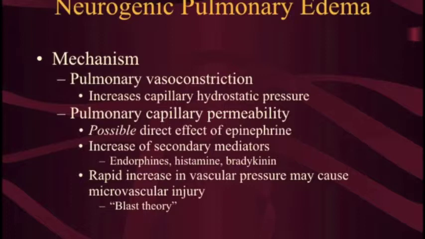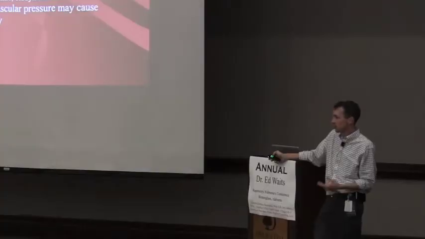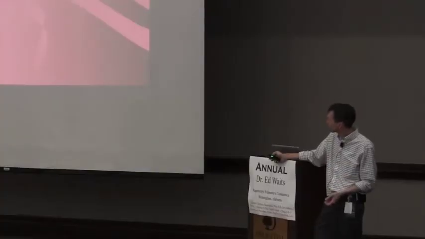Epinephrine can do this, these secondary mediators like histamines and bradykinins and such. Rapid increase in vascular pressure may cause microvascular injury, is what you call the blast theory. You were okay, and then all of a sudden acute insult, and now there's a lot of inflammation and damage.